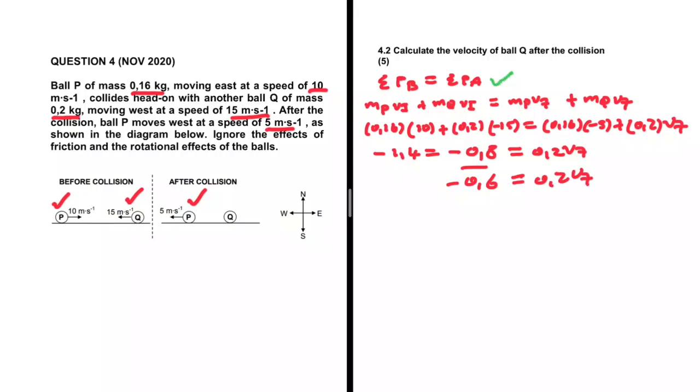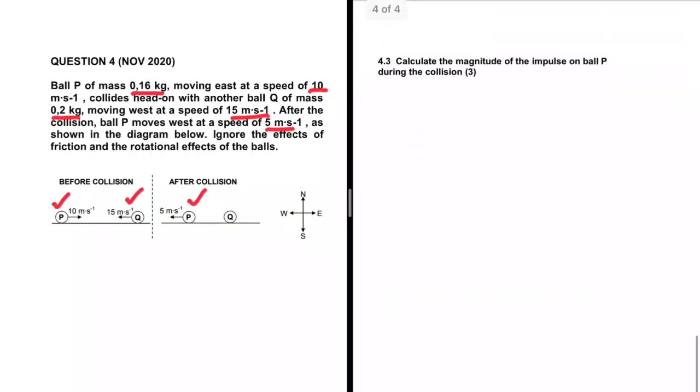At this point, we need to divide both sides by 0.2. If we do that, we're going to get minus 3 being equals to VF. Minus 3 is just the direction, which is to the west. So we have 3 meters per second west being equals to VF. So there we go. We have the final velocity of ball Q after the collision. Let's go ahead and do the question that follows.